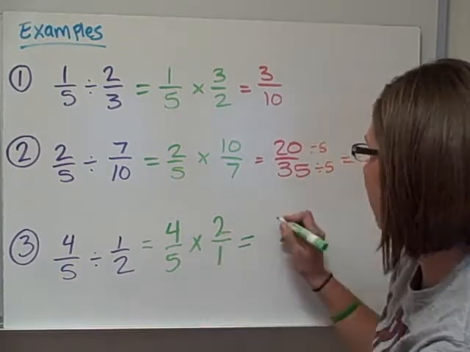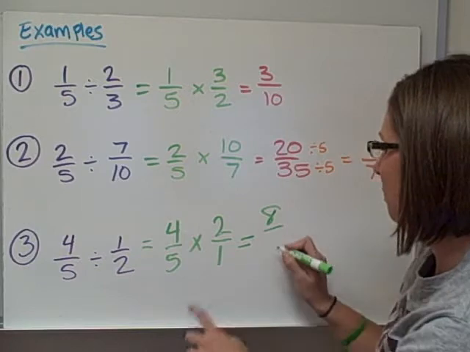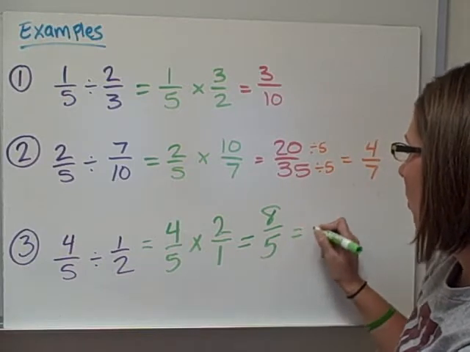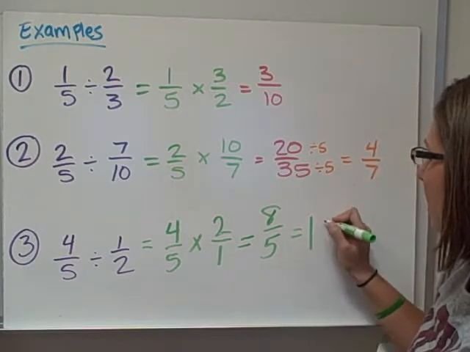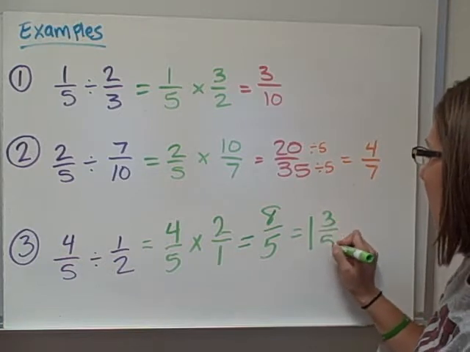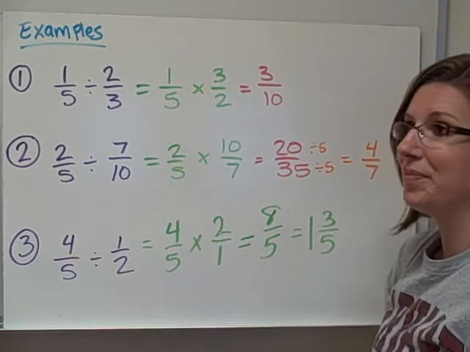4 times 2 is 8. 5 times 1 is 5. When I reduce, I have 1 and 3/5 left over.